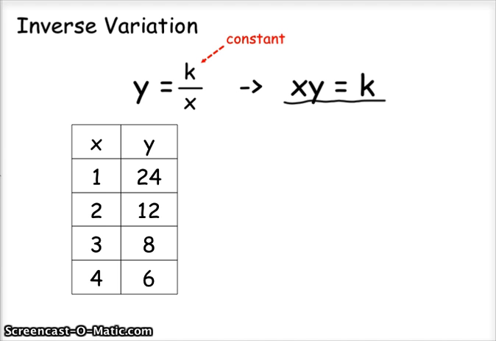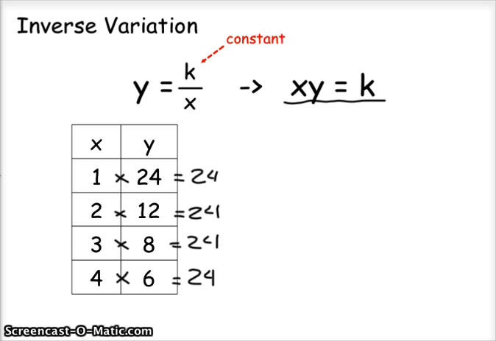So I'm going to multiply straight across. 1 times 24 equals 24. 2 times 12 is 24. 3 times 8 is 24. And 4 times 6 is 24. Because every single one of those products is 24, this would indeed be an inverse variation setup. This would fit our equation.